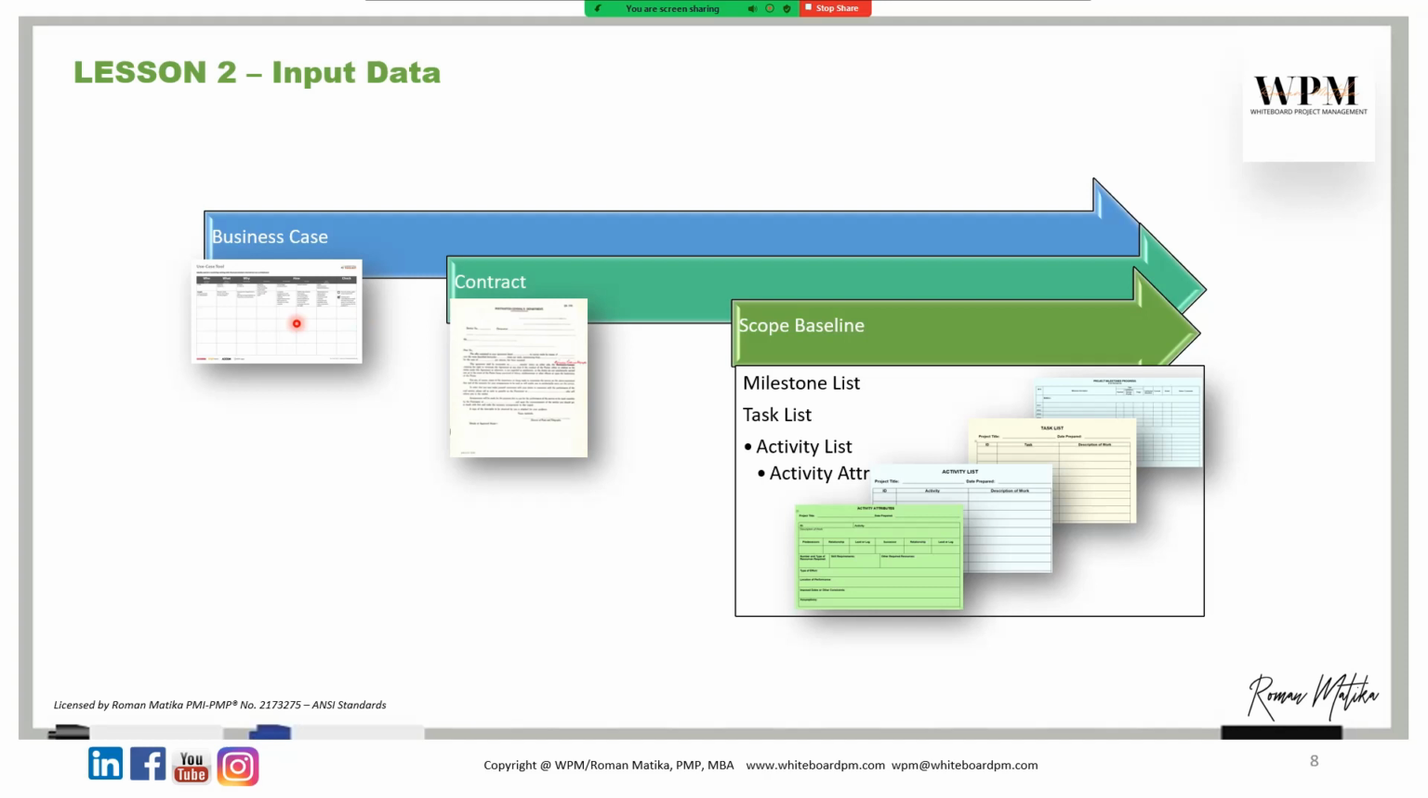Next one, we have the business case. Here you can see that we have a document where we take the information from the business case. Then we have the contract, which is another document where we take useful information from the contract, and we have the scope baseline.